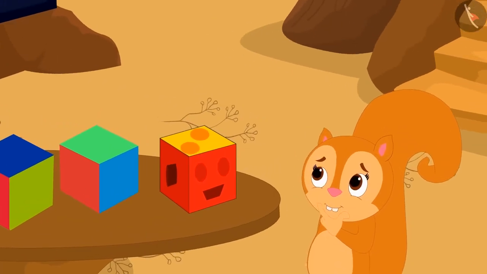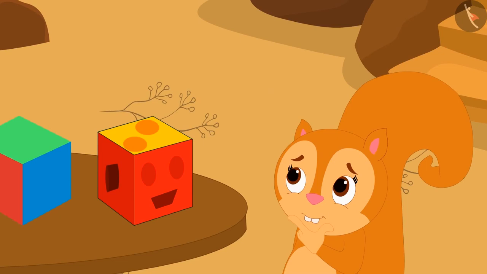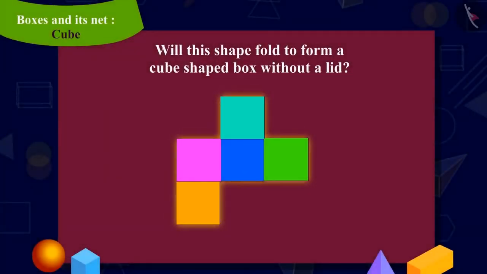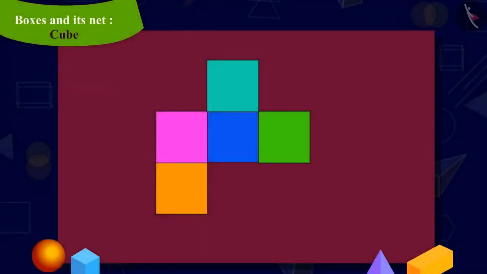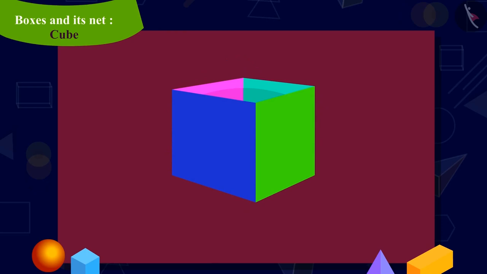Now to make the last box, Chanda is thinking that she will make a cube-shaped box without a lid and stick a colored gelatin paper on its open face. Chanda has made different shapes in this way. Can you tell if she will be able to fold this shape and make a cube-shaped box without a lid? You can pause the video to find the answer. Yes, kids! We can bend this shape in such a way to make a cube-shaped box without a lid.